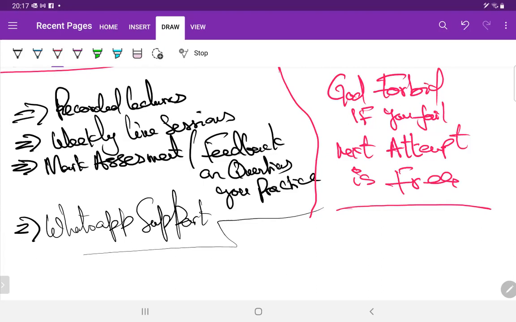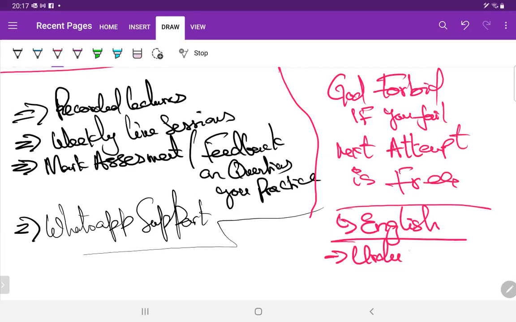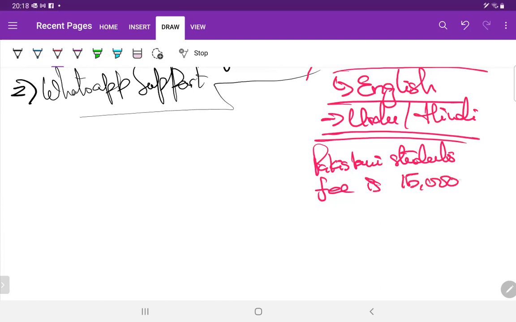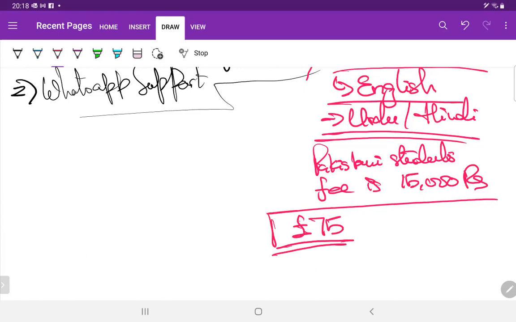Now, in which languages do I offer my courses? My courses will be offered in English. My courses are available in Urdu as well. What's the fee? The fee for Pakistani students is 15,000 rupees. For students outside Pakistan, the fee is 75 British pounds.